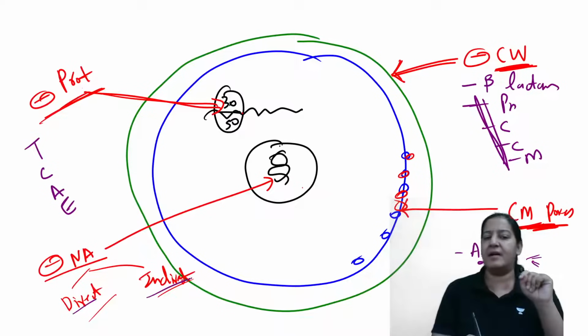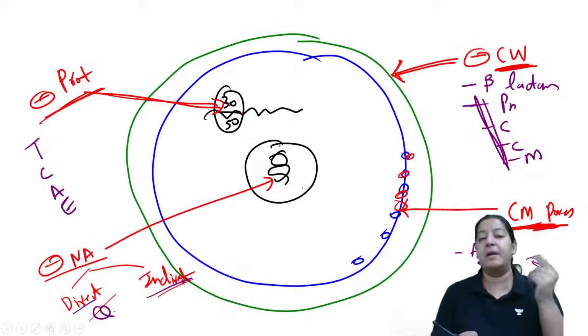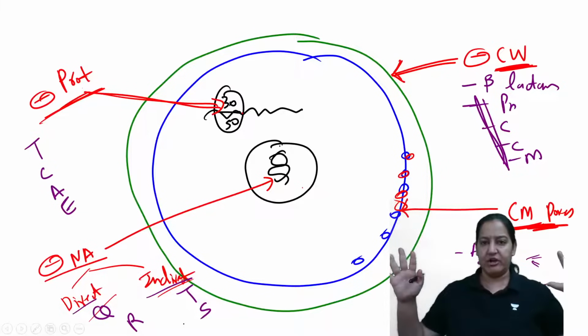So there are direct inhibitors and indirect inhibitors. In direct inhibitors, you can say quinolones are the best example, and rifampicin, right? In indirect inhibitors, trimethoprim and sulfonamide. So that is the classification in front of you.